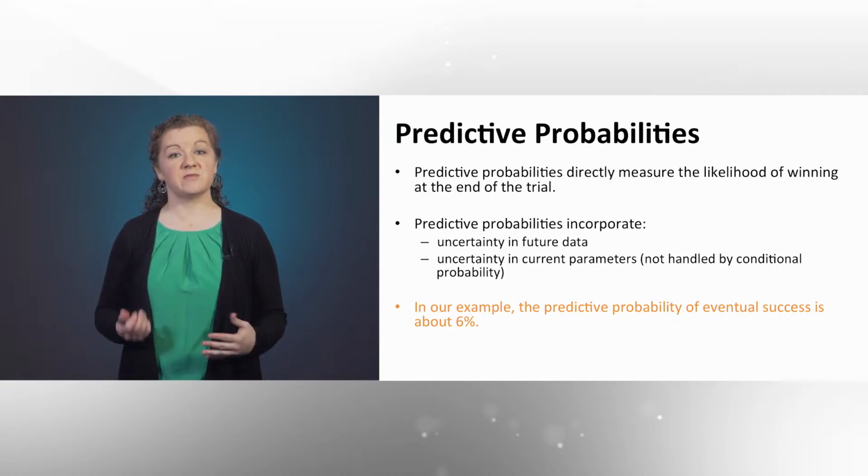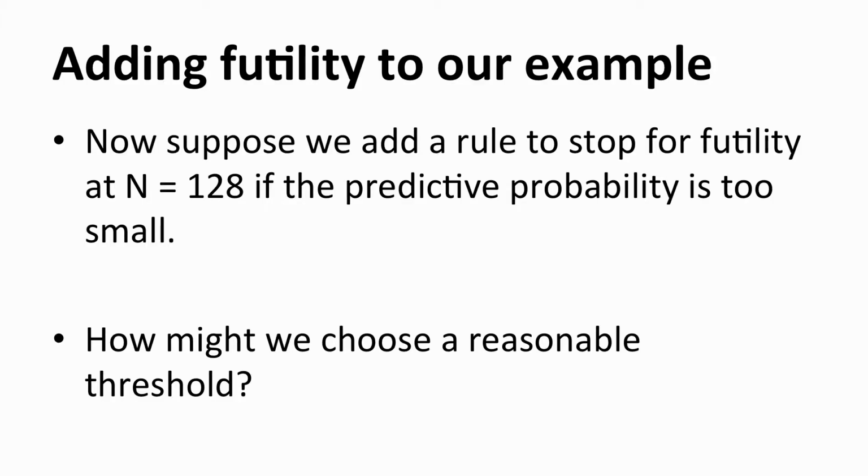There's some variability to be expected there. Going back to our example, if we calculate the predicted probability of eventual success, it's only about 6%, so not very likely. So now let's go back and rewind the clock to when we designed the trial, and suppose that we're going to add in a pre-specified futility rule after 128 subjects.